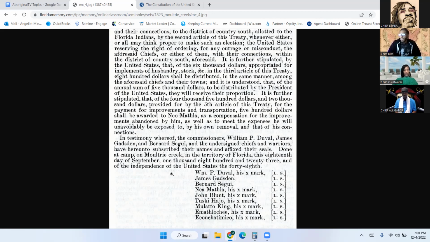So, and of the independence. That reads to me that without the consent of the United States, we're still going to validate this treaty, which we just read is unlawful. Because what we just read was that it has to be authorized by the United States, the supreme law, a treaty, supreme law of the land, and it shall be authorized by the United States. This here is saying that in the independence of the United States.